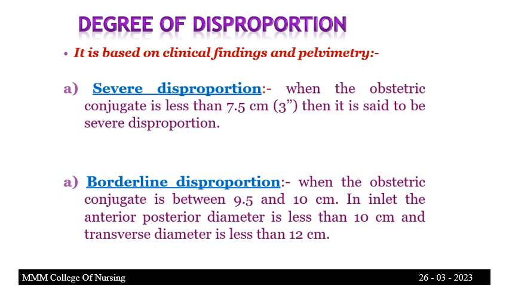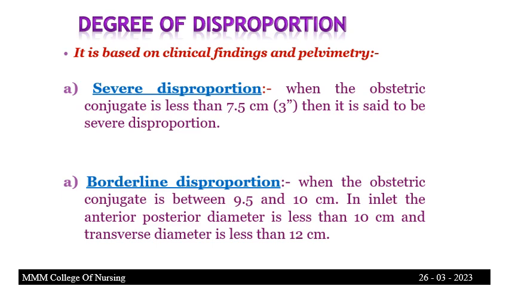So, degree of disproportion. How do we grade cephalopelvic disproportion? There are some degrees, based on clinical findings and pelvimetry. We say it is severe disproportion when the obstetric conjugate is less than 7 to 7.5 centimeters.